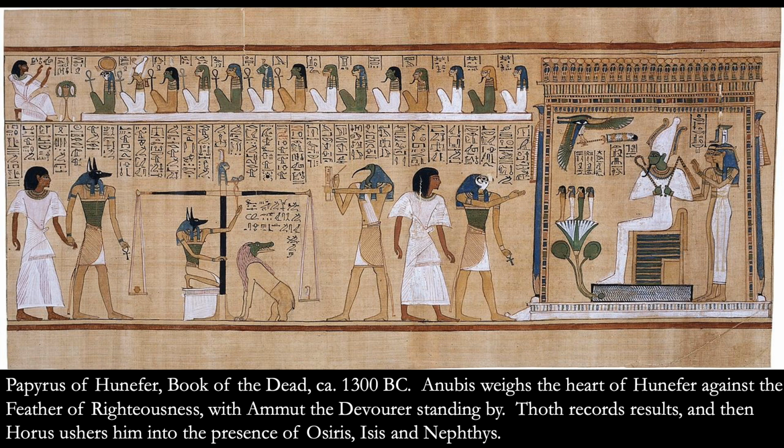And if the person fails this test, if their heart is heavier than the feather, then that creature you see there with the crocodile face and the lion body and the hippo butt, that's Ammit. And if you fail, then Ammit devours you. This guy passed, though, so he gets to walk past the scales.